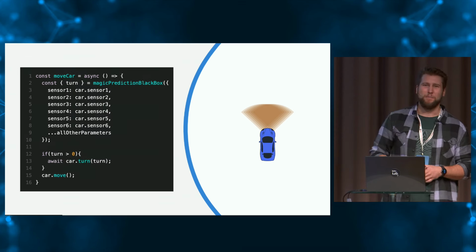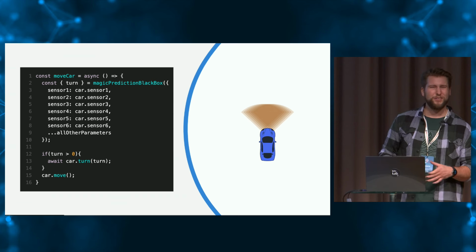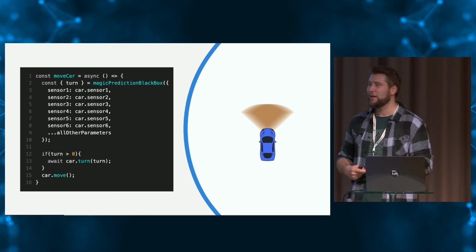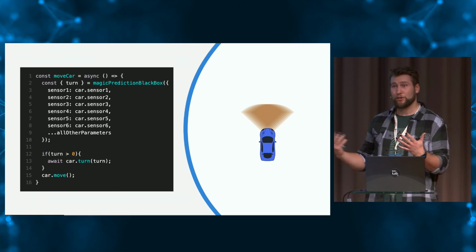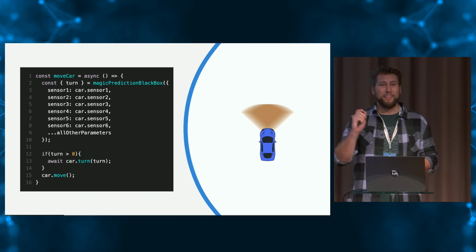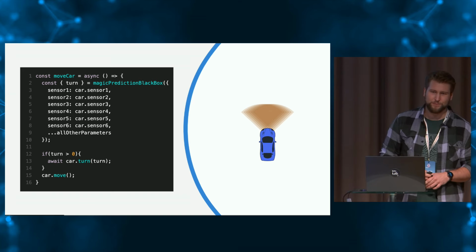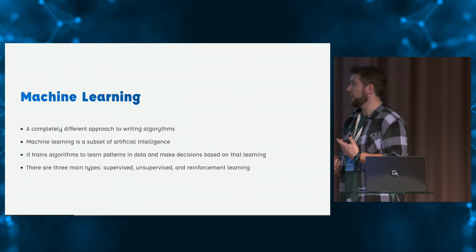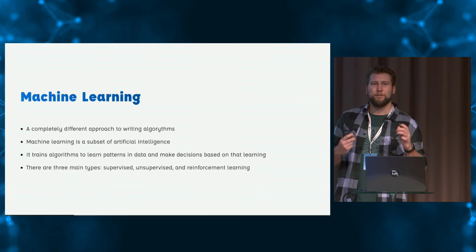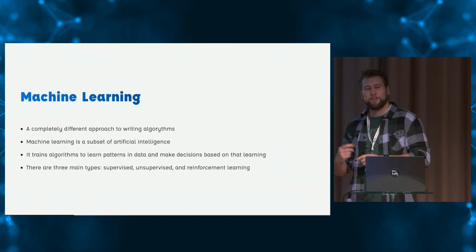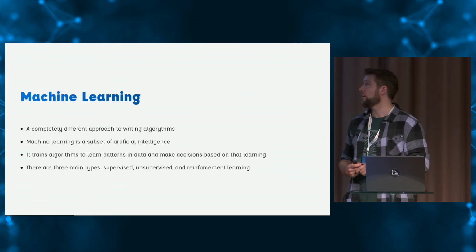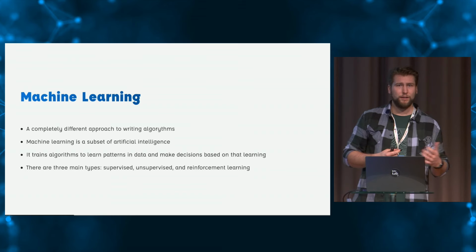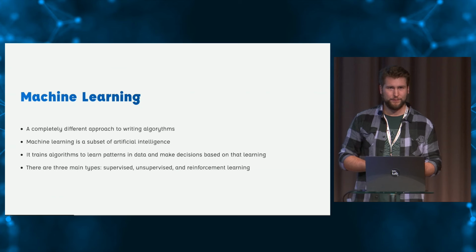We need a magic prediction black box, where we can just feed in all the data, and it will figure out whether we need to turn, whether we need to adjust the speed, whether we need to stop, all of that. And that is what machine learning can do for us. So instead of writing algorithm ourselves, where we have if-else statements, while loops, we would teach an algorithm to find patterns in a given sample data, and to then predict output for similar input data.